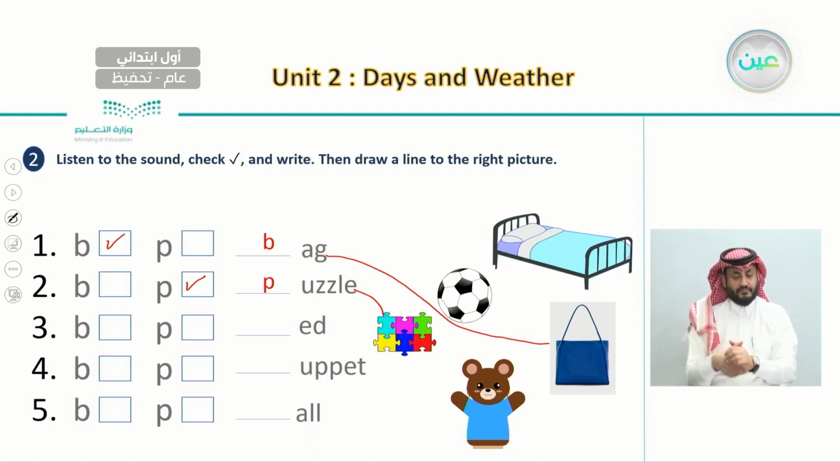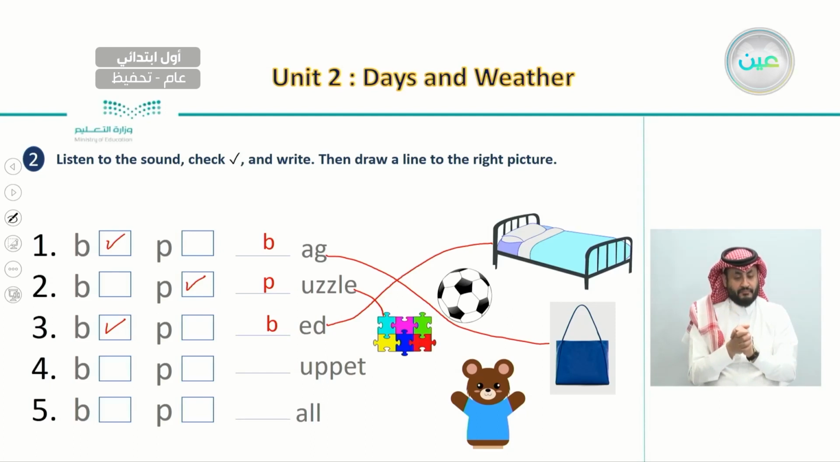Now, number three, the word is bed. Bed. And bed starts with letter B. So here we go, we write down the letter, and after this we match the word with the picture. This is a bed.